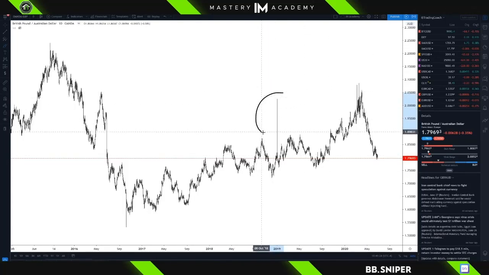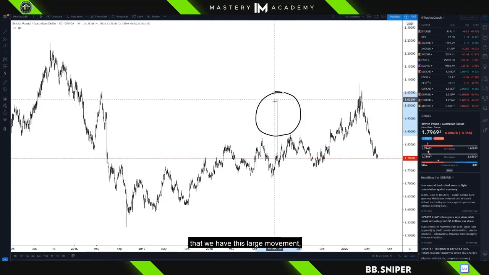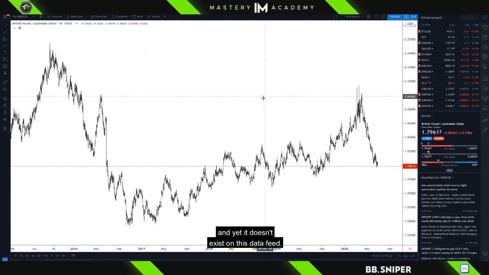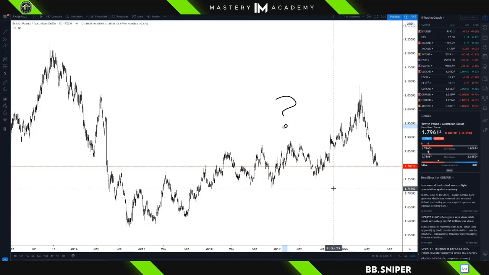Seems a little bit funny to me that we have this large movement, and yet it doesn't exist on this data feed. Sometimes it's not as obvious.